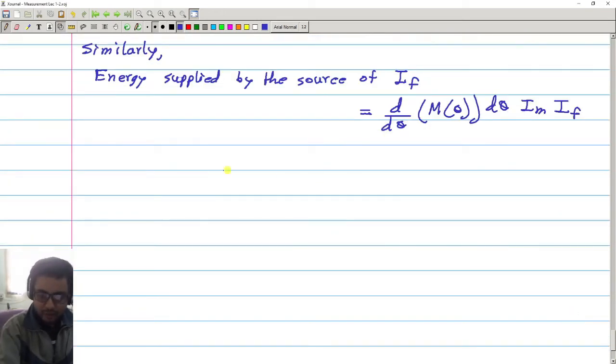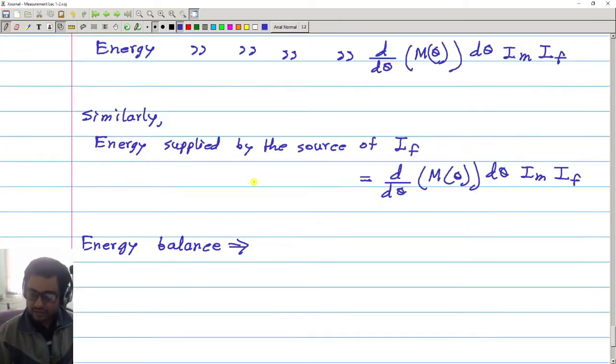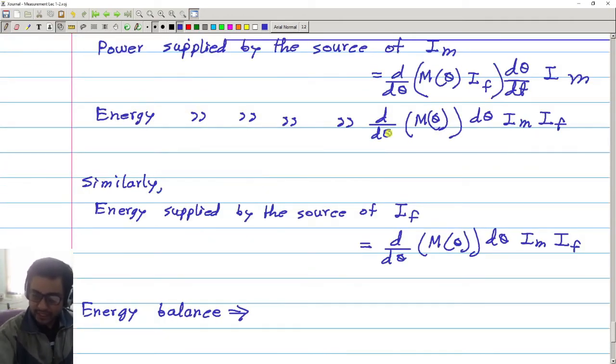Okay, so now use energy balance conservation. These two energies are coming from outside, so let me add these two directly. So this will become two times of this.